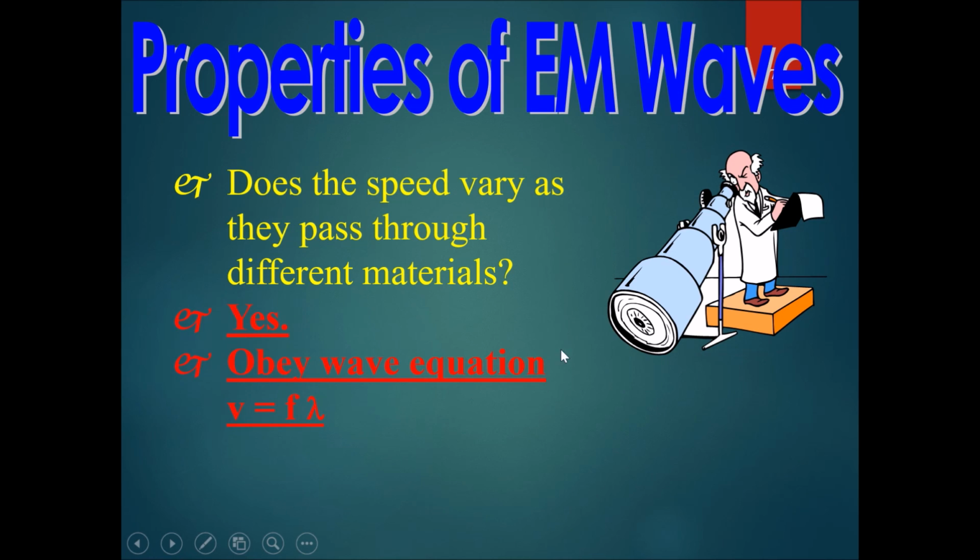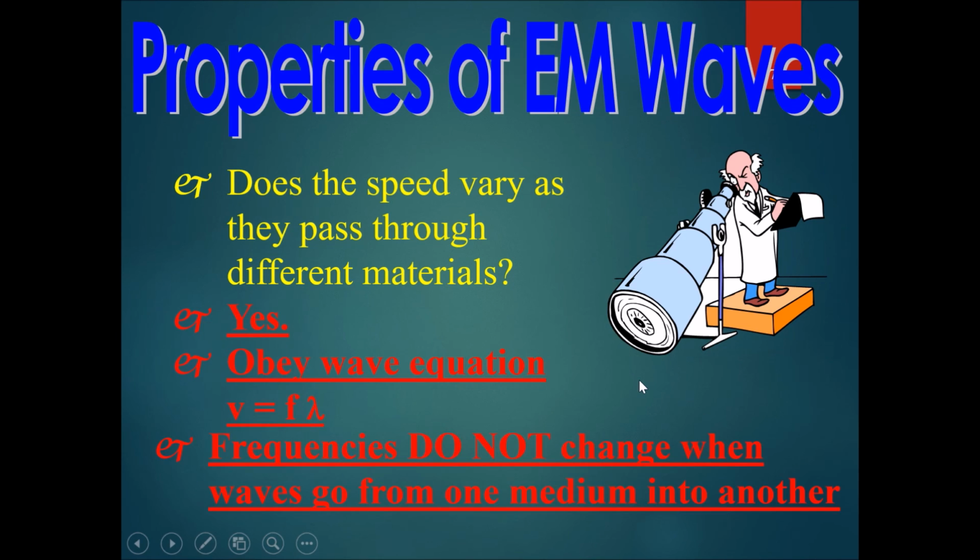They will also obey the wave equations that you learned in the wave chapter, chapter 11. V equals F times lambda. The frequency does not change when the waves go from one medium into another. So, this frequency doesn't change. However, the wavelength can change and the speed can also change.